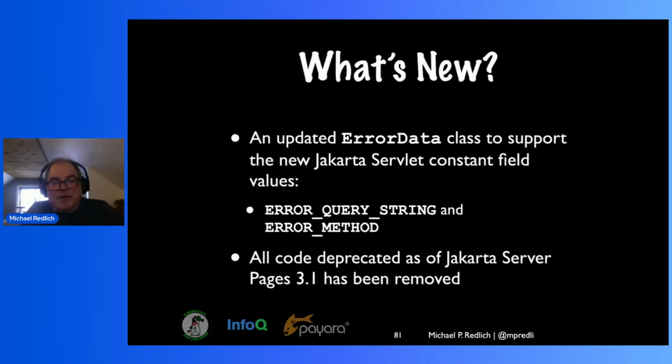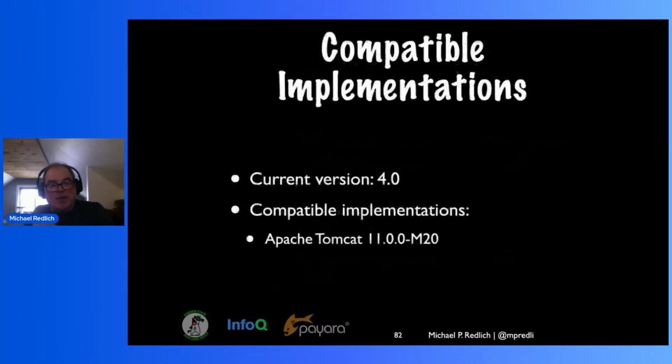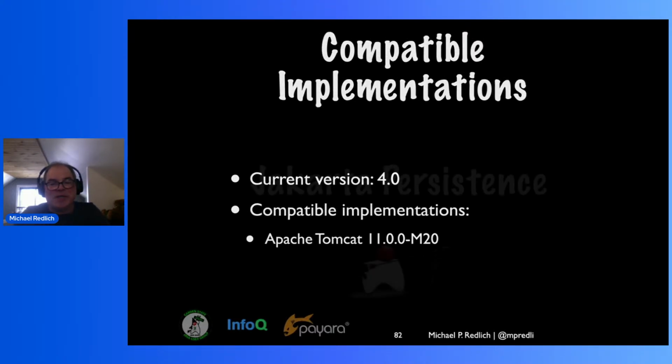There's an updated ErrorData class to support new Jakarta Servlet constant field values. So you've got things like error query string and error method. These are some new enums that you can use. And any code that was deprecated as of an older version, Jakarta Server Pages 3.1, has been removed. Okay. 4.0 is the current version, and Apache Tomcat 11 milestone 20 is the compatible implementation.